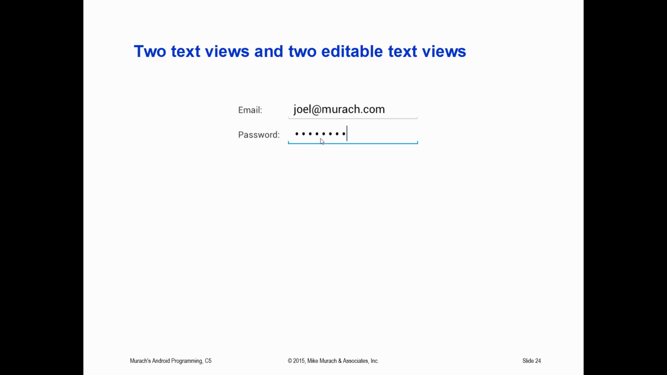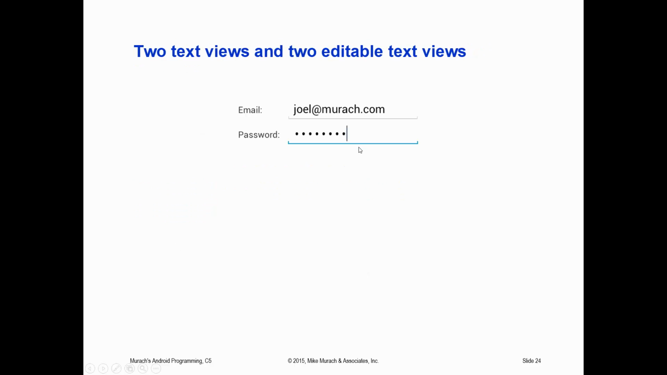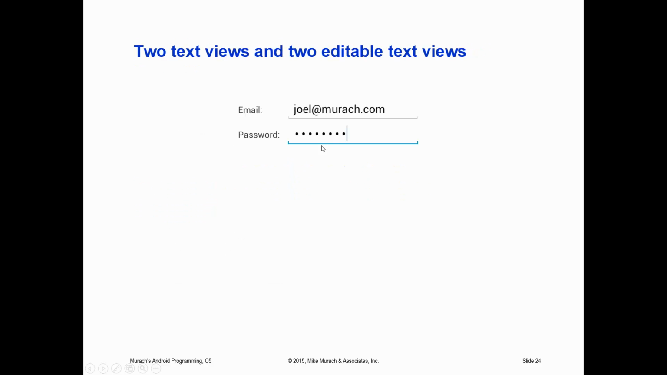Now, in this one, this is expecting an email address. If you look, we've got here input type equals text email address. So if I were to leave off the @ sign, I should get an error message. In here, I've got the input type set to password, so it's automatically going to show like this.